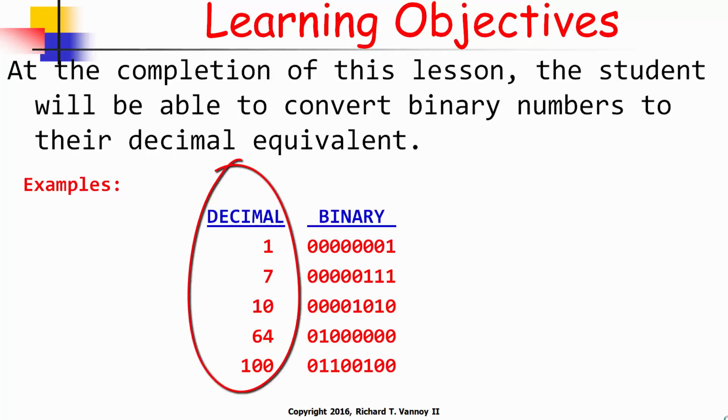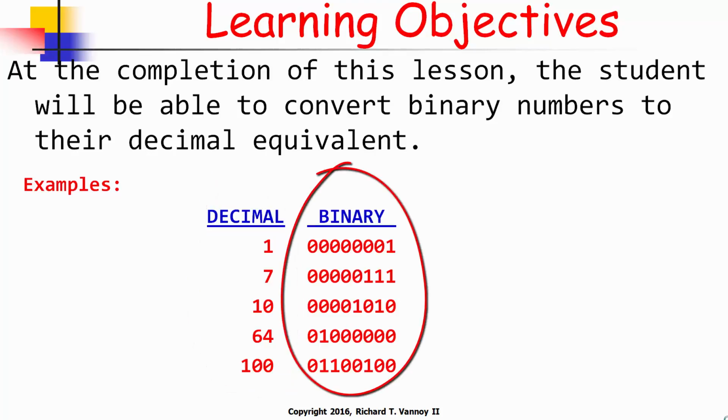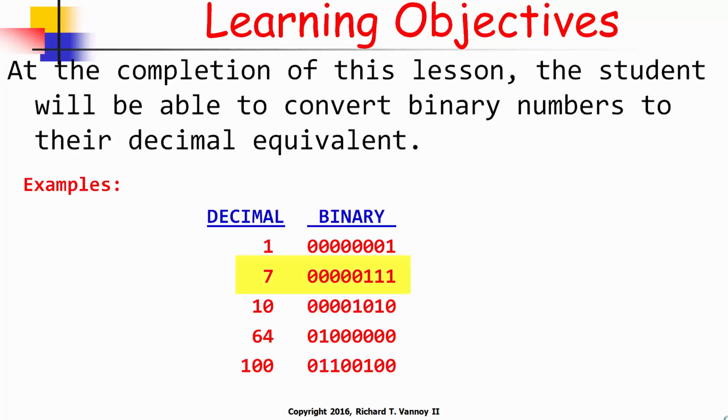Notice that there are 5 decimal numbers, 1, 7, 10, 64, and 100. And over to the right are their binary equivalents. So the number on the right, 7 zeros and a 1, is the same number as 1 in decimal. If I were to write the second number down in binary as 111, those 3 ones represent the number in binary that is decimal 7.